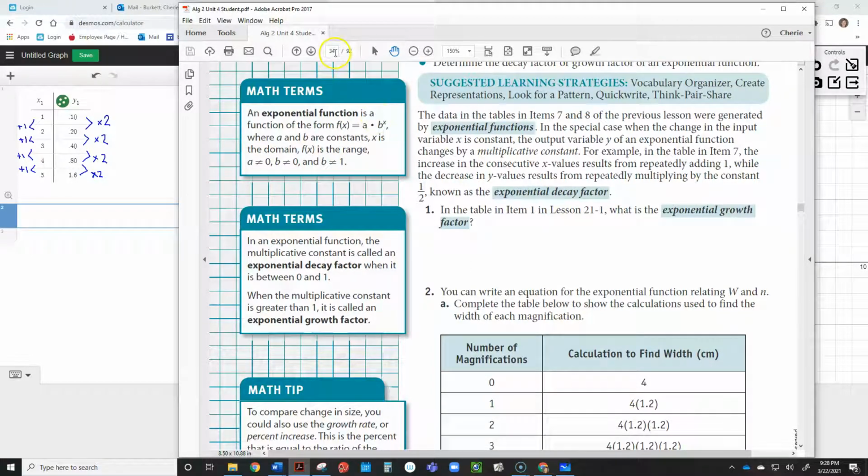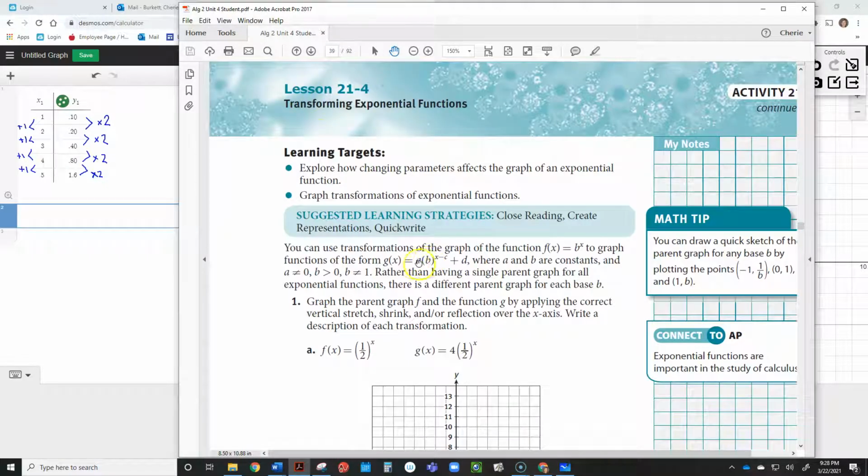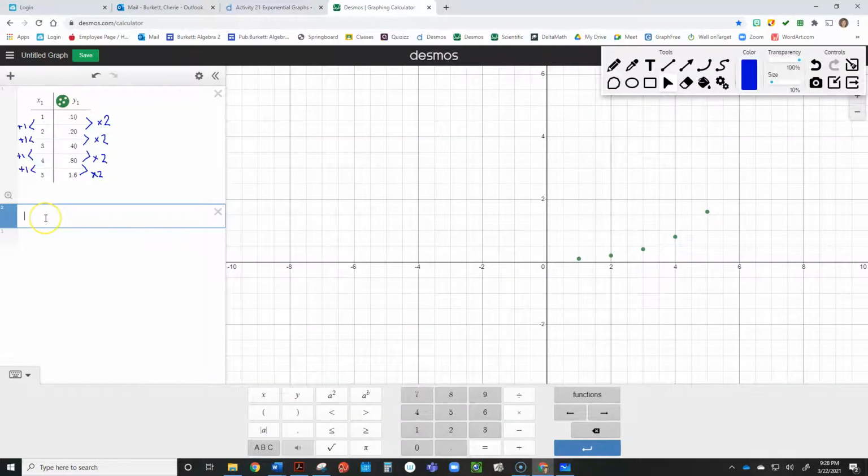If you jump over a few more pages, you'll see that they can look this complicated. They can have not just a, b, and an x, but a number up here with the x, and a number down here. We're not going to worry about this on the first one. We're just going to use that basic formula that it just showed us.